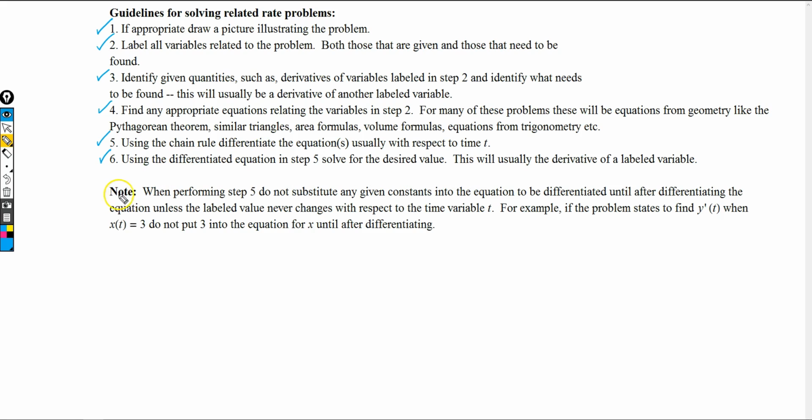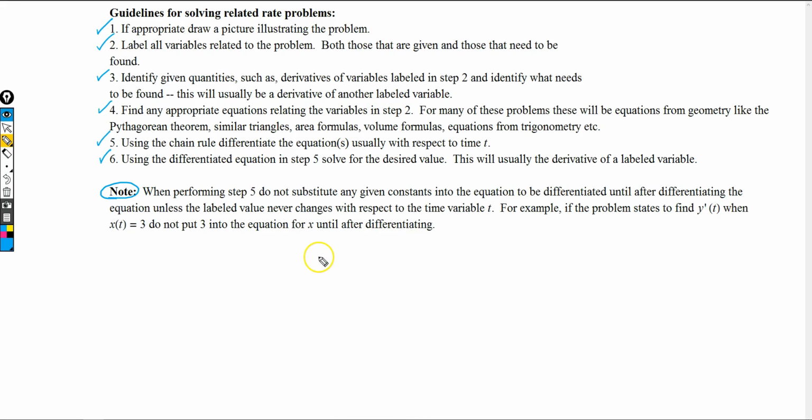All right. Now, there's one very important thing to note here. When you're performing step 5, when you're differentiating, you do not substitute any constants in the equation to be differentiated until after you've differentiated the equation. For example, in the previous problem we did, we were told to find dy/dt when x was 3. We did not put the 3 into the equation until after we differentiated it.